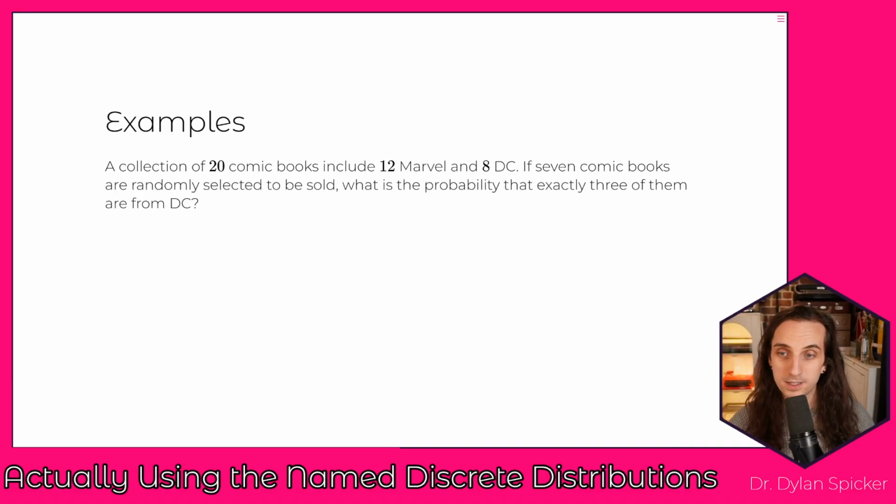Let's look at another example here. We have a collection of 20 comic books. They include 12 Marvel and 8 DC. If 7 comic books are selected at random and these are going to be sold, what is the probability that exactly 3 of them are going to be DC comics?